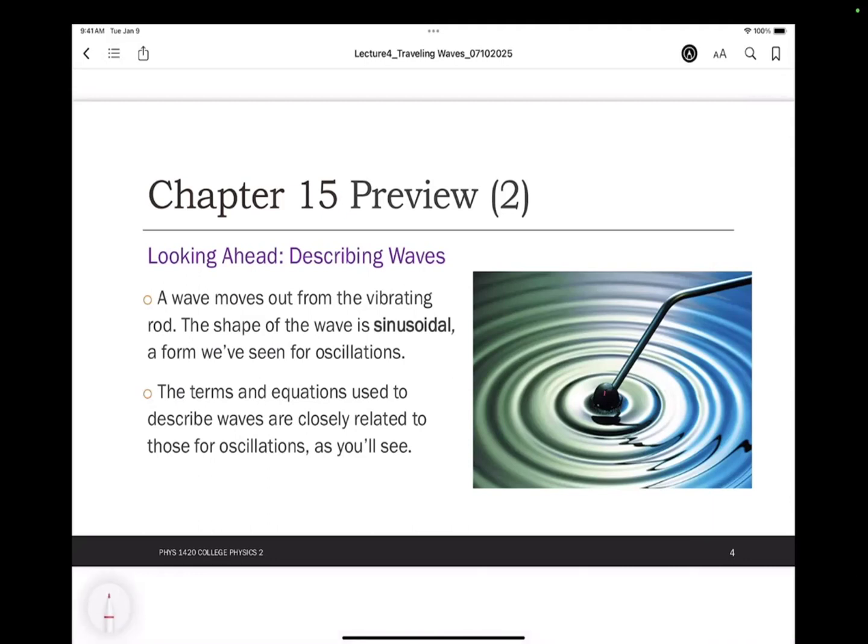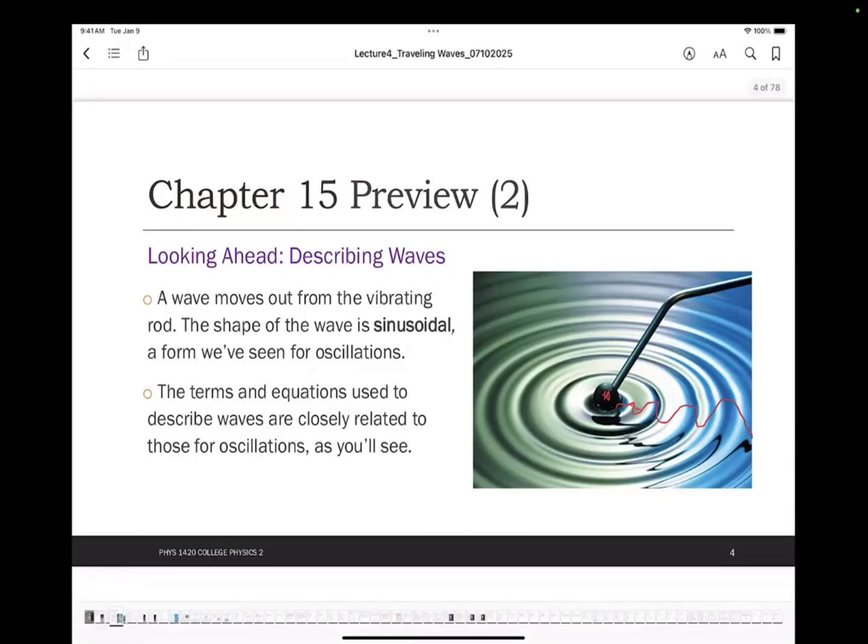If you put something in here, this is a water wave, and it's very familiar: up, down, up, down, up, down. Am I right? It's a sinusoidal form. We have already seen this sinusoidal form in chapter 14, oscillations. Actually, waves and oscillations have some relationship, and we will talk about it later. The terms and equations used to describe waves are closely related to those for oscillations.